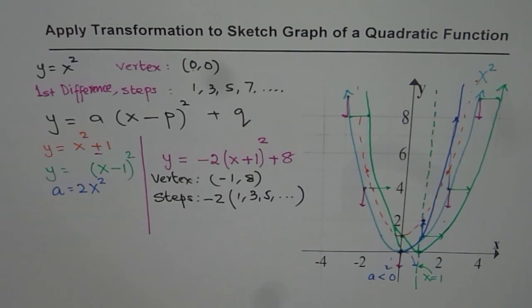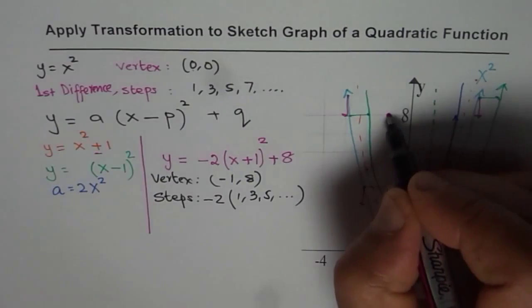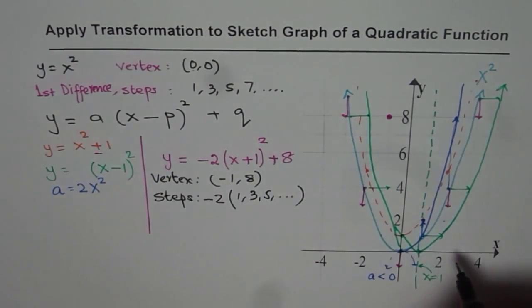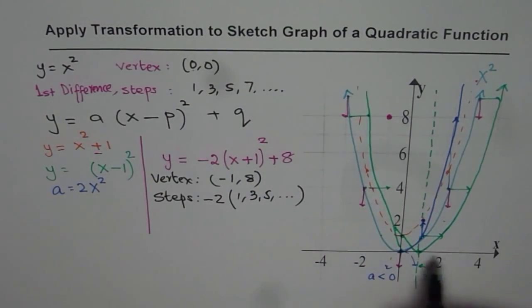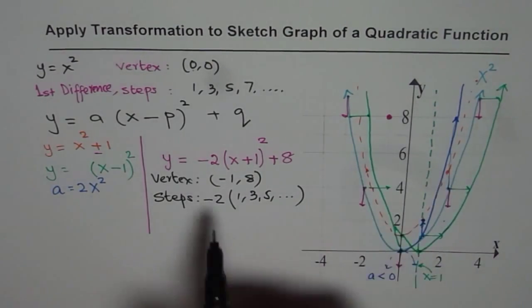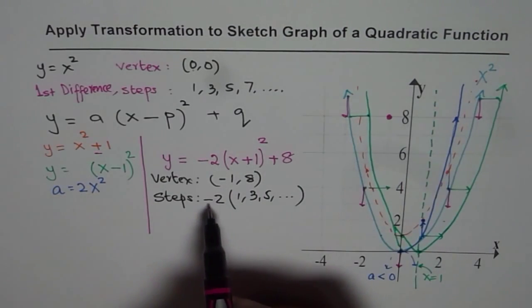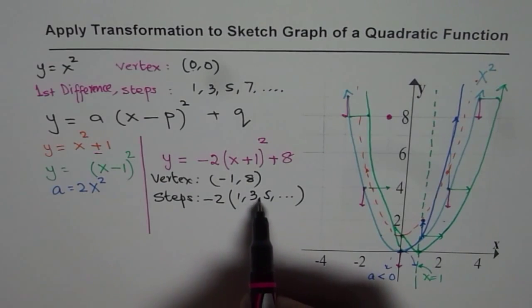So let's locate the vertex. Vertex is at minus 1, 8. That means minus 1 and 8, right? So I normally don't even use a graph paper. So it's a privilege for me to have this blank graph paper, but it helps, right? Minus 1 and 8 is the vertex. Now we'll follow the steps to sketch this. So this really means minus 2 times 1, 3, 5, 7.